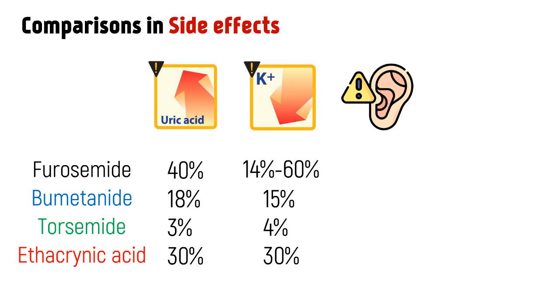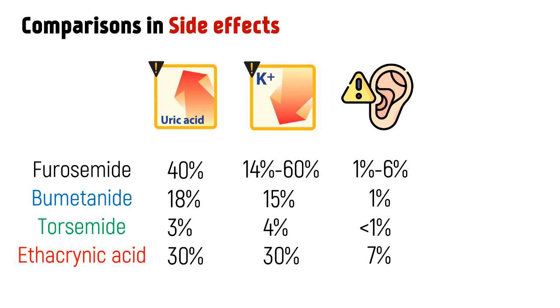Ethacrynic acid has the highest risk of ototoxicity, with reported rates up to 7%, particularly when administered intravenously or in high doses. Furosemide also carries a significant risk as it causes ototoxicity in 1 to 6% of patients, especially at high doses or rapid IV administration. Bumetanide has a lower risk compared to furosemide, which is only 1%, while torsemide is associated with the lowest risk of ototoxicity among the loop diuretics, with rates typically less than 1% or negligible in most studies.